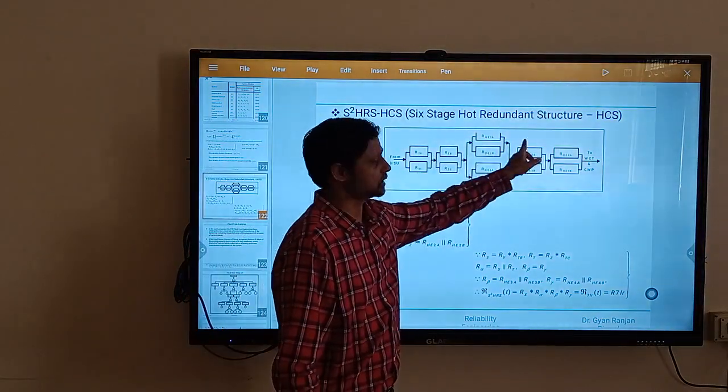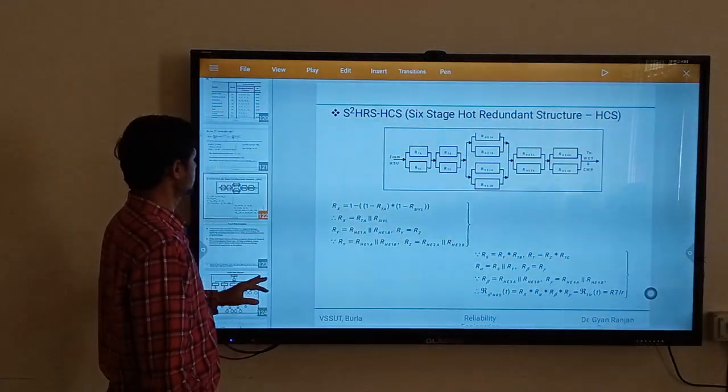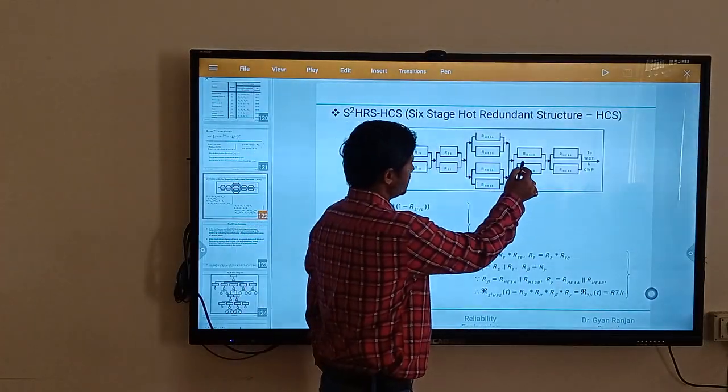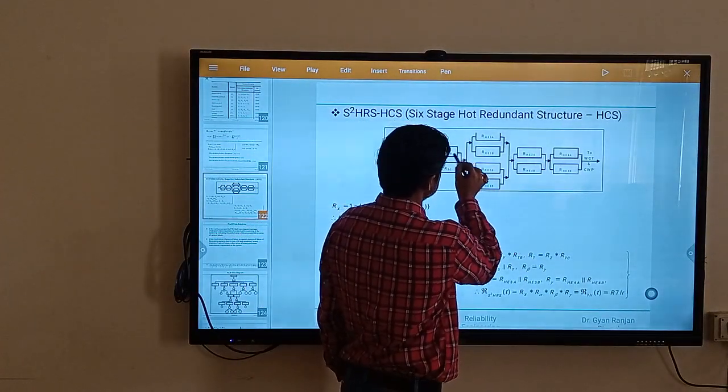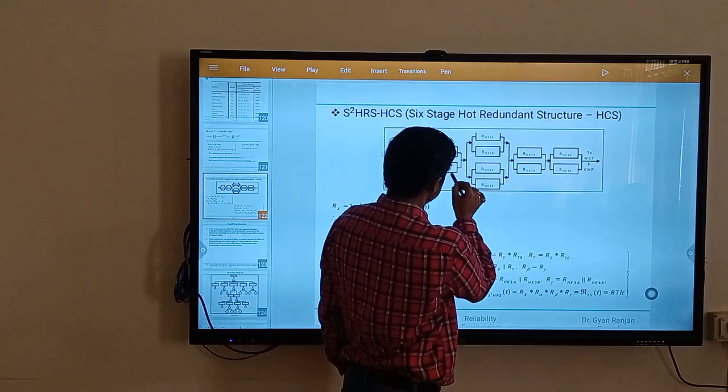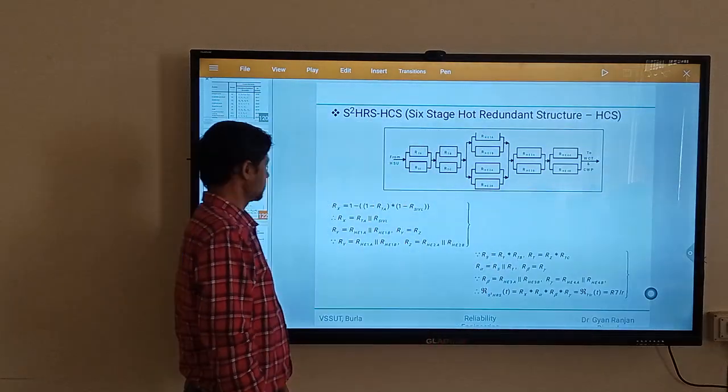One is the inner circle, one is the outer circle. Okay? Now, there should not be any confusion. A is all related to this, and these B's are all related to this. Okay?